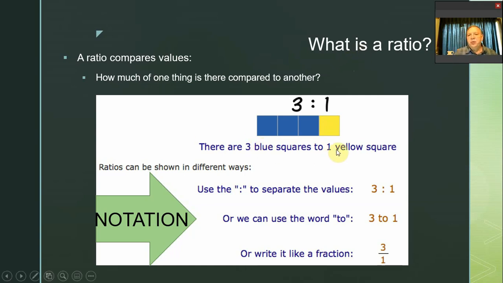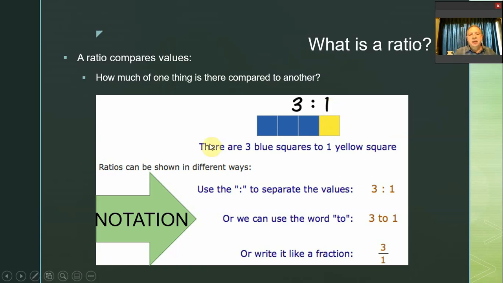There are 3 blue squares to 1 yellow square. And when I'm talking about a ratio, I can talk about a fraction, I can use a word, I can use this colon to represent 3 to 1. That's the same thing as 6 to 2, right? If I extended this out to 8, I would have 6 blue for 2 yellows. And it's in that same ratio, that same proportion.